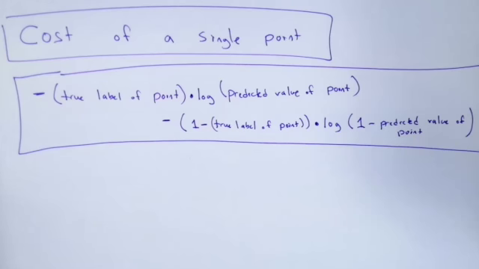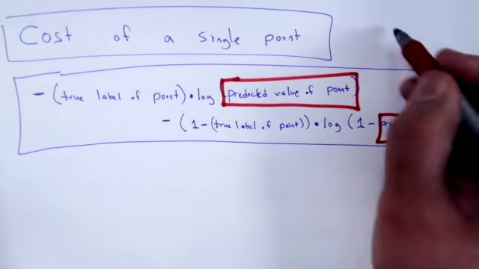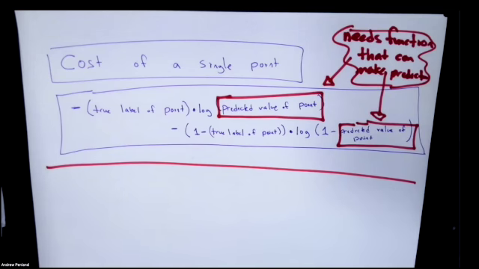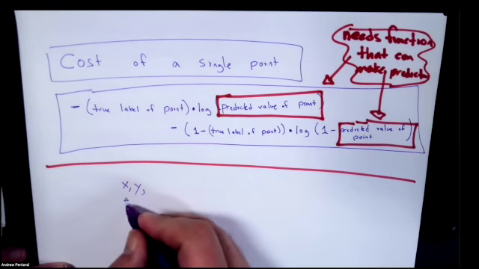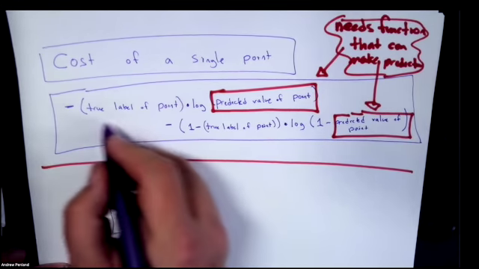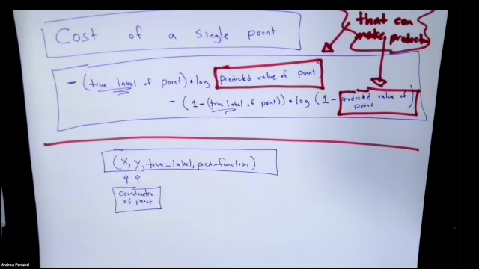Now, if I say predicted value of a point, that assumes here that I actually have a function that could make a prediction. The x, the y, the true label, and the prediction function in this case. These are the coordinates of my point that I'm predicting with. I'm going to need to know this true label. I'm going to need to know this prediction function. So let's go write that function.